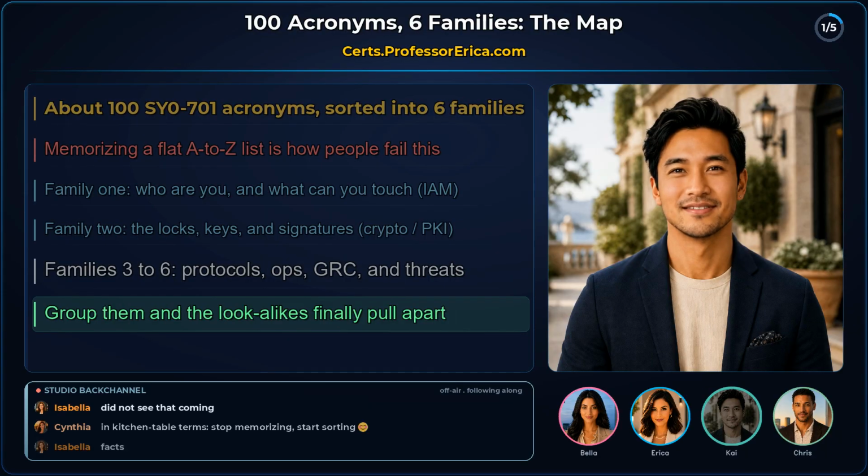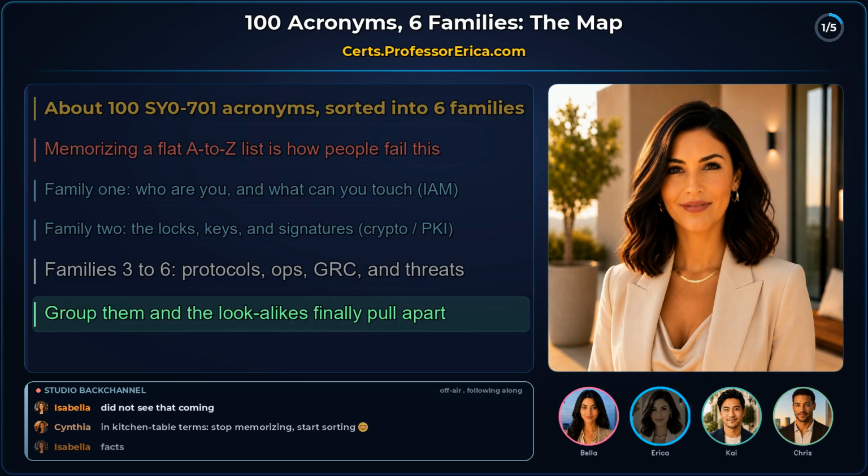6 families. Identity, crypto, protocols, operations, governance, threats. Lock those 6 buckets in, and every acronym you meet has a home before you even define it. Let me put the whole map on the board so you can see the shape of it, because the picture is what sticks, not my voice listing them.